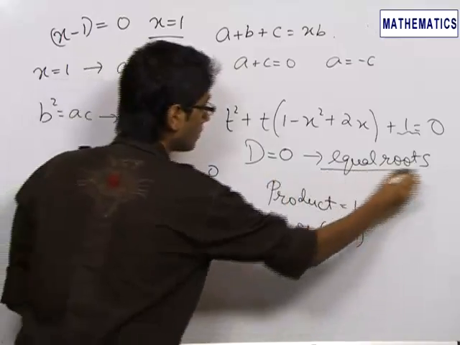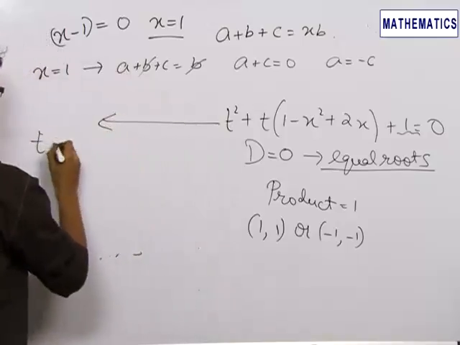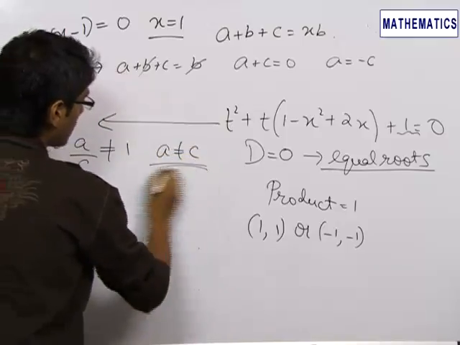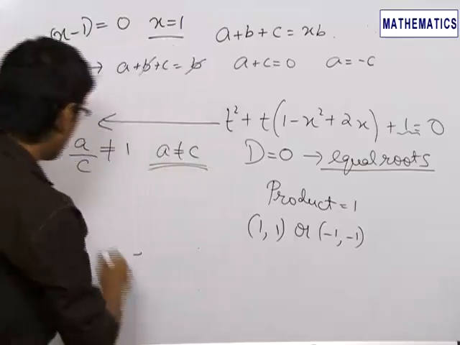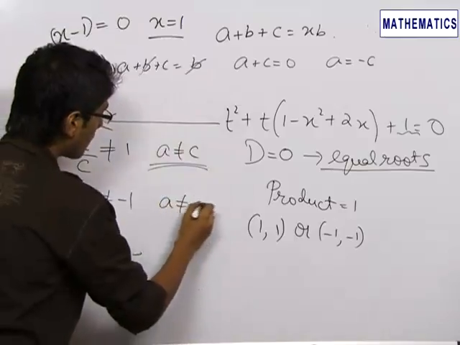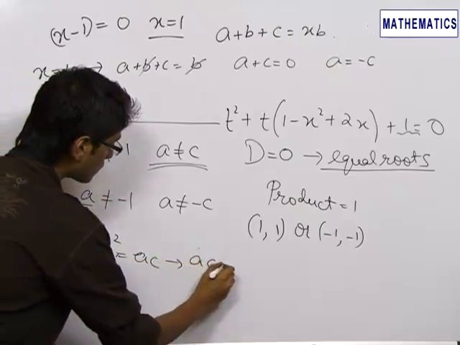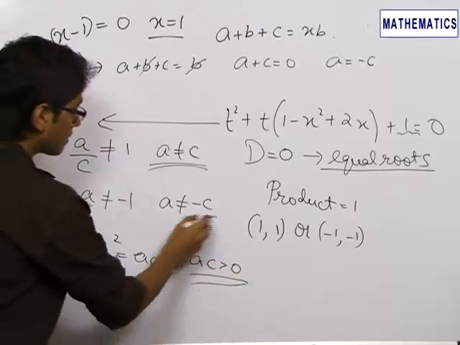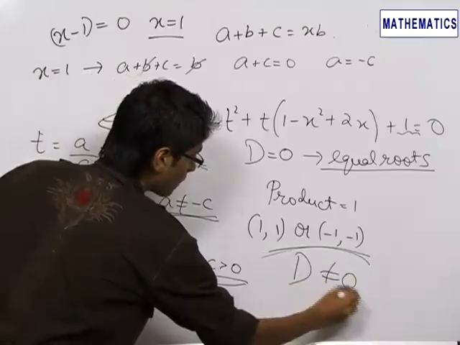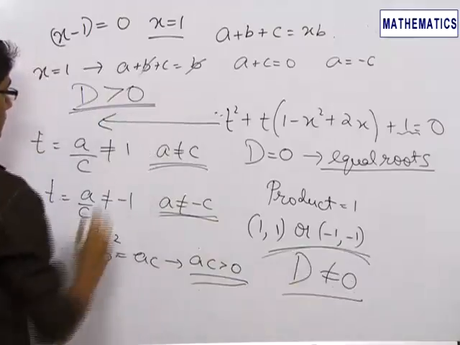Since the roots are equal, on putting the discriminant equal to 0, the t which was equal to a/c cannot be equal to 1 because a cannot be equal to c, as these are distinct terms of a GP, and t = a/c cannot be equal to -1 because a cannot be equal to -c, considering the fact that b² = ac gives ac to be positive. So a and c should have the same sign. So the discriminant can also never be equal to 0. So the discriminant of this equation always has to be strictly positive.